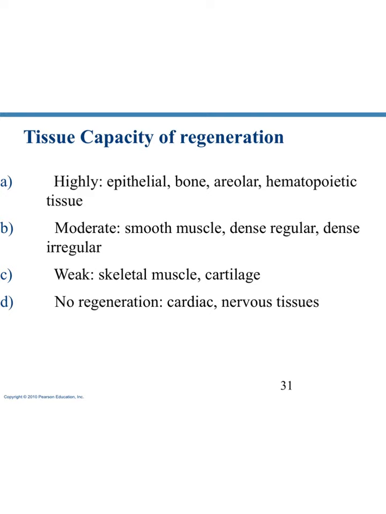Okay, so we're talking about tissues that can regenerate quickly, basically divide, replace themselves. So highly regenerative means they have a good capability of making new tissue rapidly. Epithelial tissue is really one of the fastest regenerating tissues in the body. Hematopoietic tissue, that's what red bone marrow is.